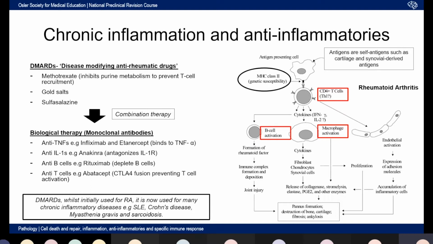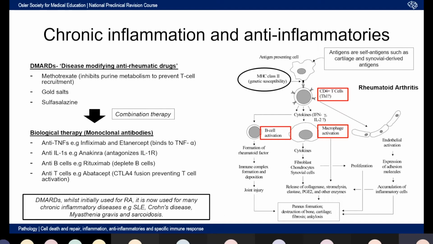Now, if you think about it, if you have anti-TNFs, you essentially treat this macrophage activation, because TNF alpha is very important for macrophage accumulation and its activation. You have anti-IL-1s, which prevent macrophages from releasing IL-1, one of the main things they release. And so it prevents IL-1's actions. And remember, IL-1 has a very systemic effect, so you want to reduce that.